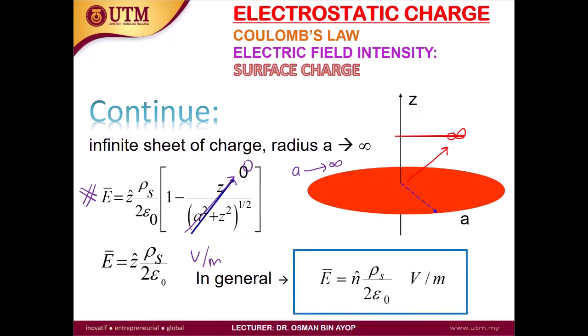In general, E is equal to a_N rho s divided by 2 epsilon naught. Because from here you can see that let's say we have the rho s on the xy plane, so the vector is basically normal to the surface, which is z. But actually it depends on the sign of our charge. It can be positive charge or negative charge. So we can write in general as a_N, normal to the surface. The n can be going down.